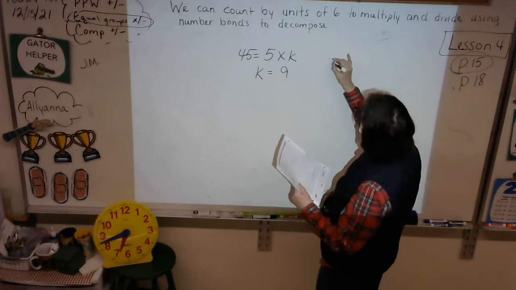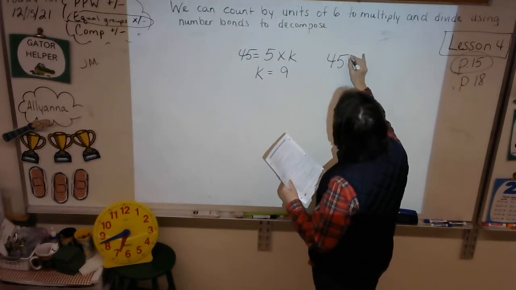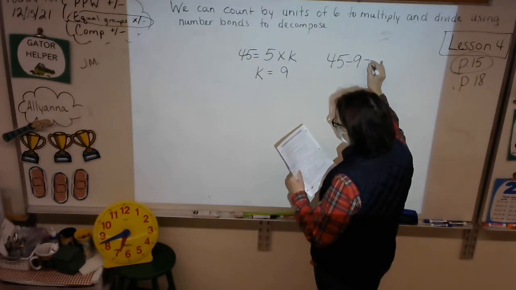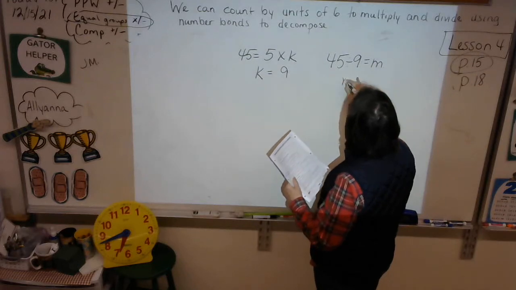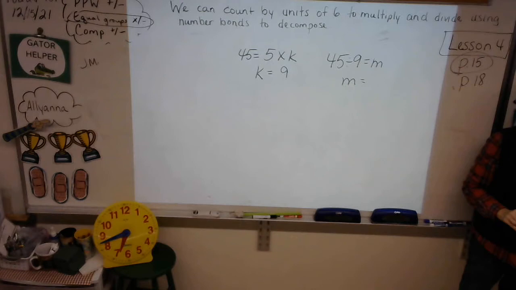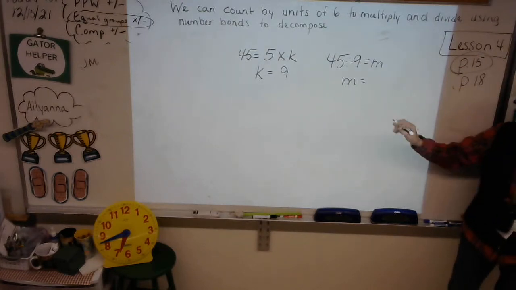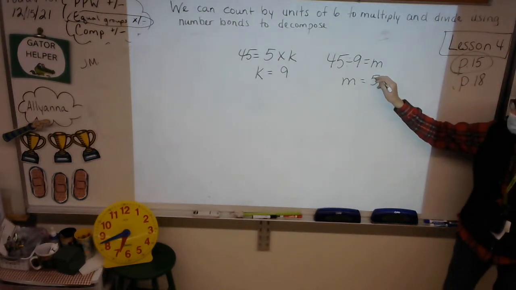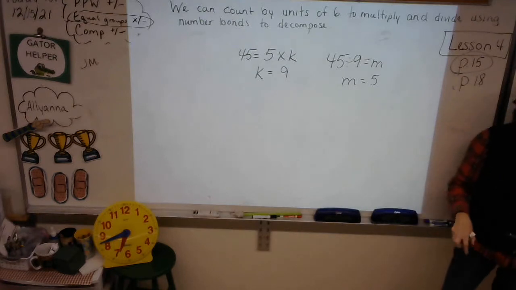And here is our very last one, I promise you. 45 divided by 9 equals M. What does M equal? Yeah, the related facts. So everybody should know what M equals. 5. We had the same numbers over there.